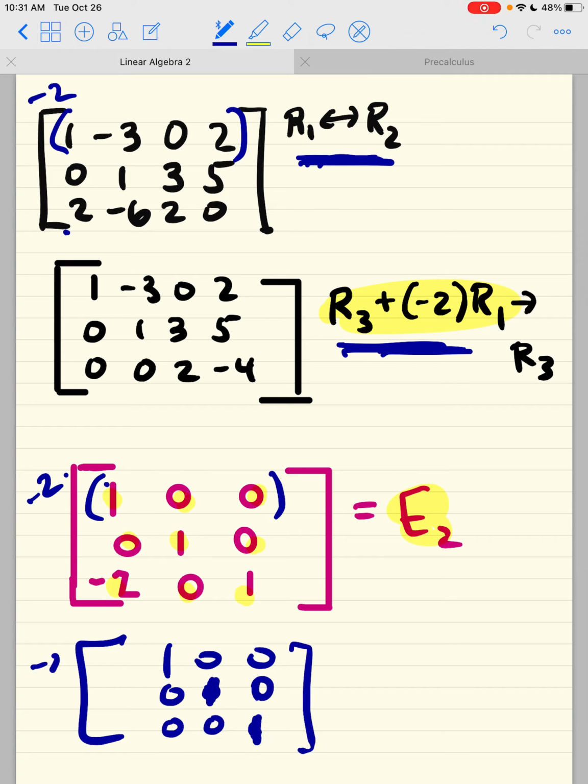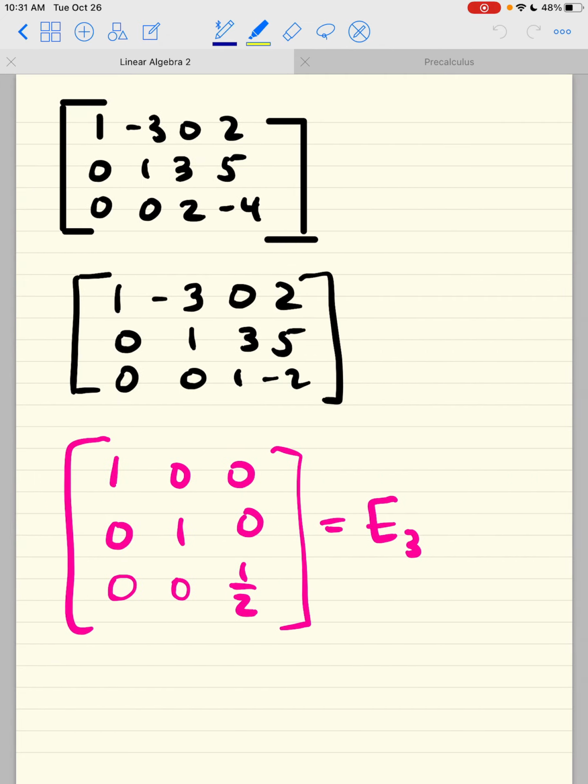So you're going to do negative 2 times this, and we're going to add it to row 3. So negative 2 times 1 is negative 2. That goes there. Negative 2 times 0, negative 2 times 0, and so that changes. So I'm going to call this E2, okay? So every single time you perform an operation, you're going to do it to the identity. We're going to do one more.